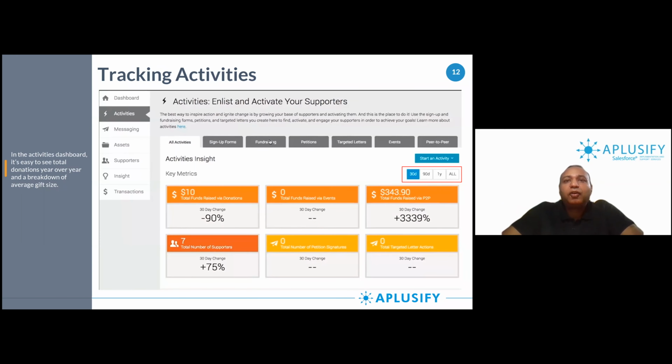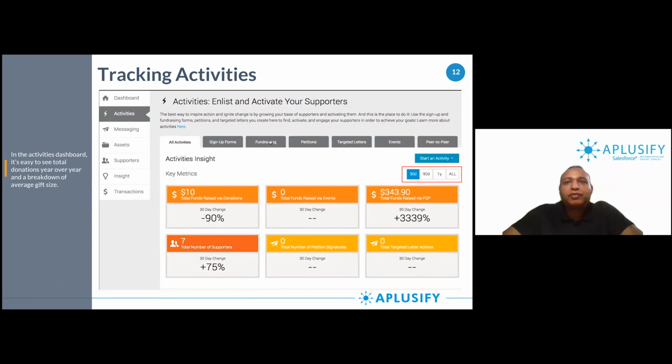And then obviously it gives you insights into all the activities and how they are performing. Your activities can be sign up forms, fundraising, petitions, targeted letters, events, peer-to-peer, and based on the different activities, you can see the total funds raised. So here you can see that for the last 30 days, your total number of supporters has either increased or decreased for different activities.